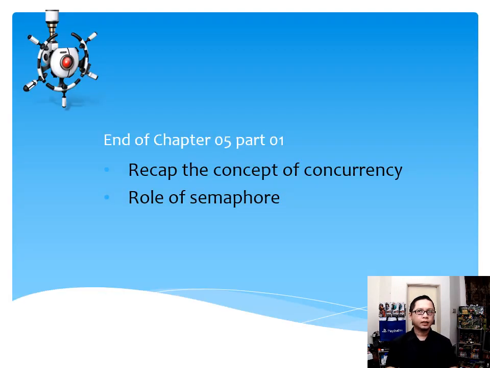So we come to the end of chapter 5, part 1. So I hope you can recap back on what we have learned today on the concept of concurrency, what are the conditions and why do we have concurrency and mutual exclusion in order to make sure that process can actually finish whatever it wants to finish and whenever it wants to use a set of resources for it to actually finish what it needs to be finished.